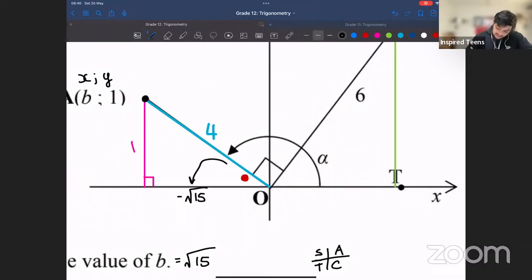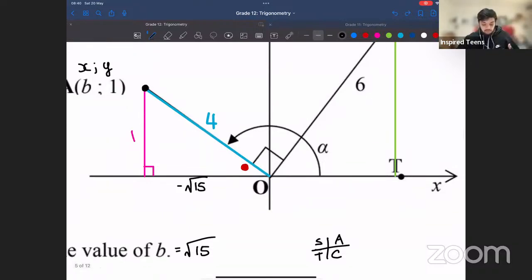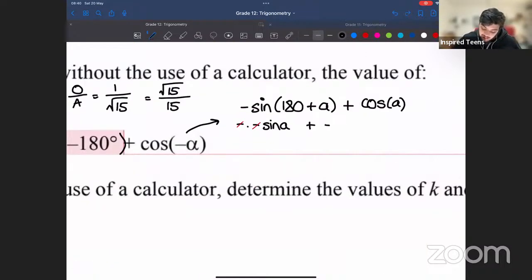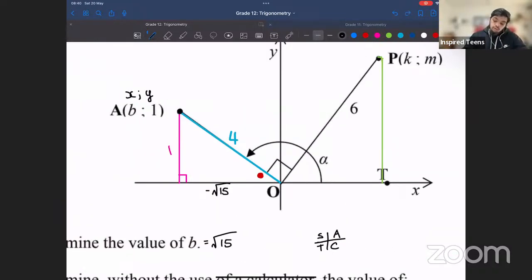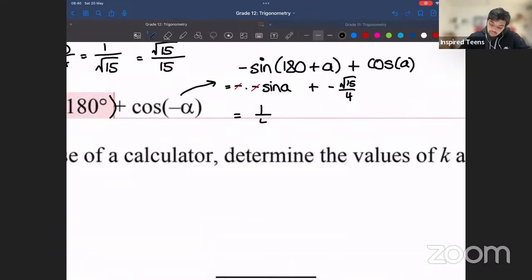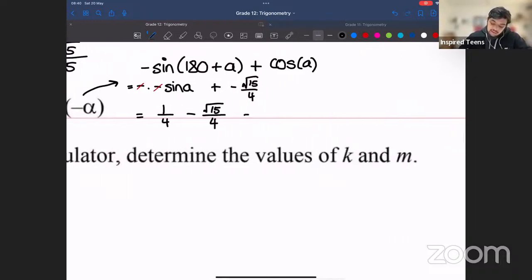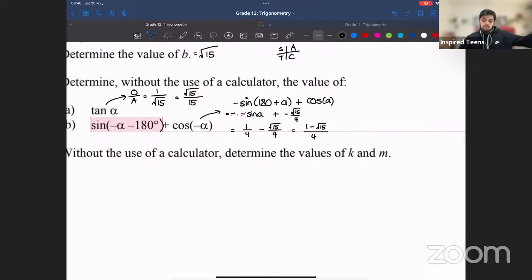Cos alpha is adjacent over hypotenuse, so negative root 15 over 4. Let's simplify sine alpha as well. Sine alpha is opposite over hypotenuse, so 1 over 4. So 1 over 4 minus root 15 over 4. Simplify this all under one fraction. It basically becomes 1 minus root 15 all over 4. And that's your final answer: 1 minus root 15 all over 4.